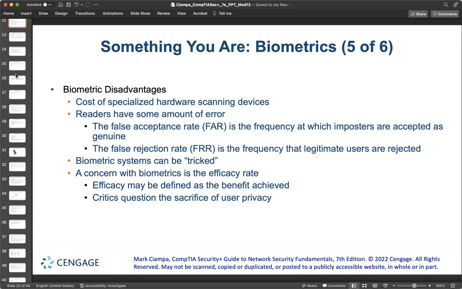We do FAR and FRR. The first one is the false acceptance rate, which is the frequency at which imposters are accepted as genuine, which should be as low as possible to have a good device, right? And we do have the false rejection rate, or FRR, which is the frequency that the legitimate users are rejected. So as you can see, either one is considered a bad security control, because even in the false rejection rate, you again have removed the availability.